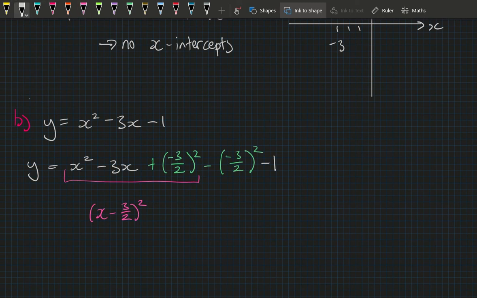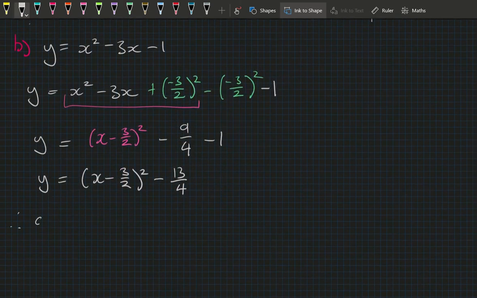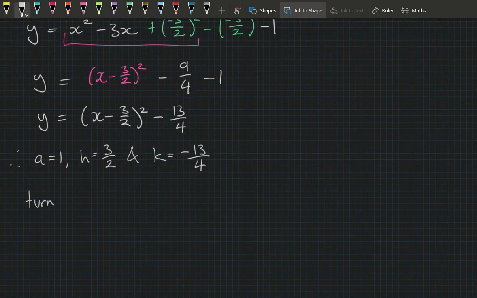Let's clean up that quadratic. So we've got y equals (x minus 3/2) squared minus 9/4 minus 1, because (minus 3/2) squared is 9 on 4. And now I can make that all y equals (x minus 3/2) squared minus 13/4, because minus 1 is minus 4/4. So once again, we've converted this quadratic into turning point form, and a is equal to 1, h is equal to 3/2, and k is equal to minus 13/4, which is going to give us a turning point of (3/2, minus 13/4).